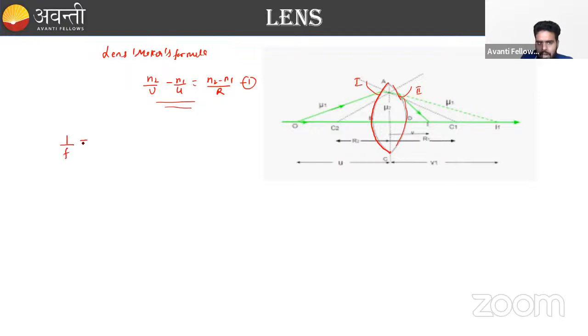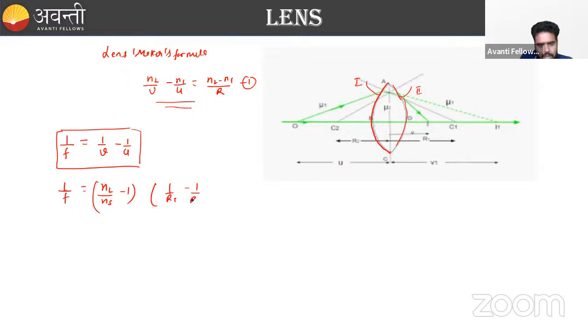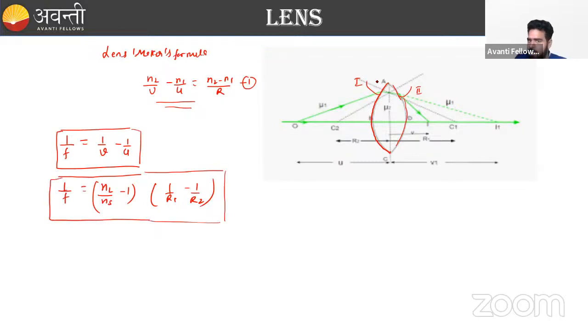What is the lens formula? 1 by V minus 1 by U equals 1 by F. This is the lens formula, and after solving the equations for the two surfaces we get NL upon NS minus 1, times 1 upon R1 minus 1 upon R2. This is again a very important formula we get after solving the equations for both curved surfaces. And here we have to be very careful while writing NL and NS.